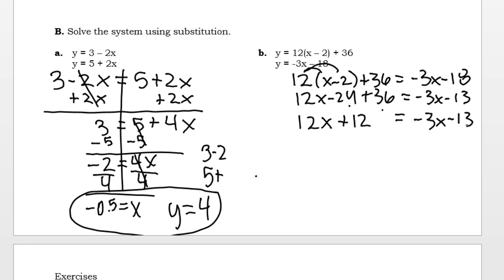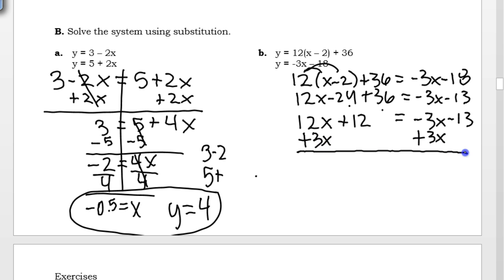So now I'm kind of set up how my first question started, where I have my two equations in intercept form. So I can bring my x's together. I'm going to get rid of the smaller of the two x's. Negative 3 is smaller than 12. So I get rid of negative 3x by adding it to both sides. Ooh, I don't know how that happened. At least I caught it before I kept going.